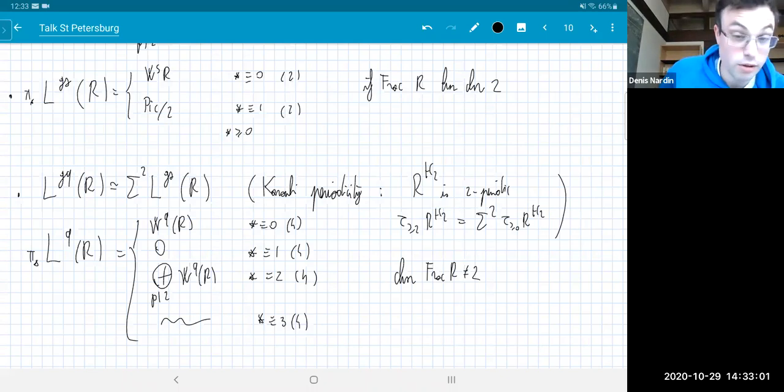we do not actually know the answer. We have some partial results, but unfortunately, a map that's an isomorphism when the characteristic of frac R is not two is the zero map when the characteristic is two, and this kind of screws up the computations.